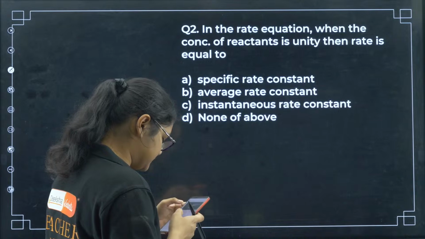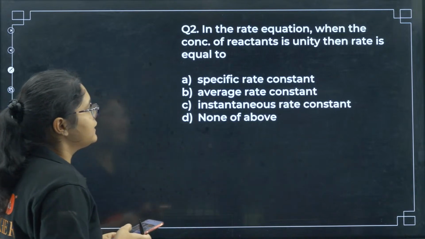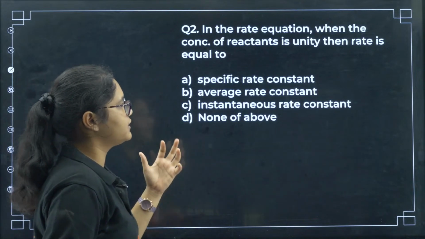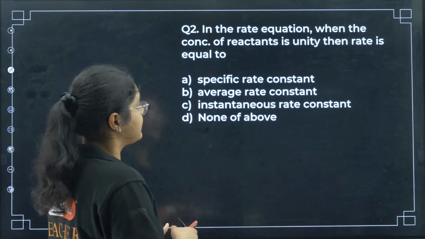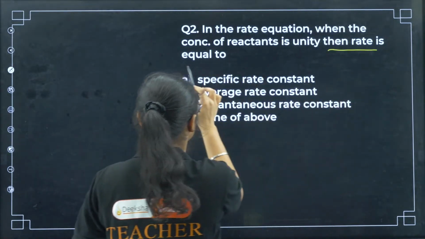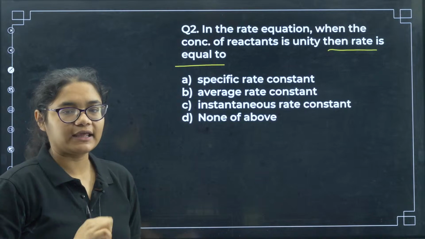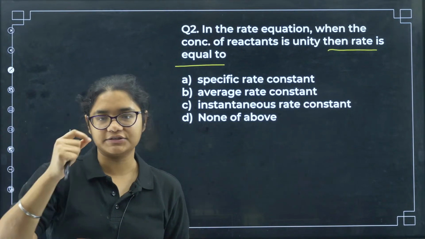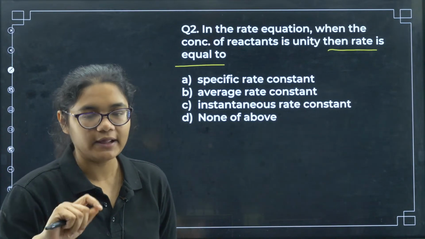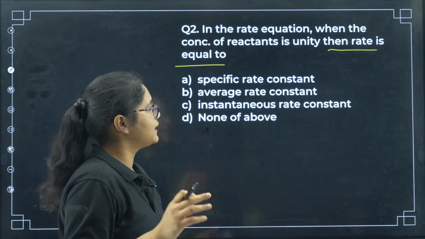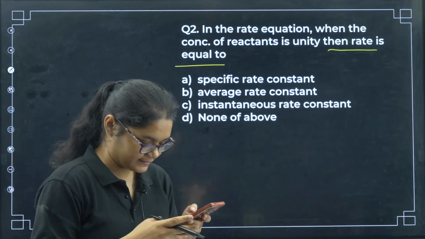Now let us go for the second question. In the rate equation, when the concentration of the reactants is unity, then the rate is equal to. This is also a very good question. If you have taken the concentrations of the reactants as 1, then what is the rate constant called at that time?